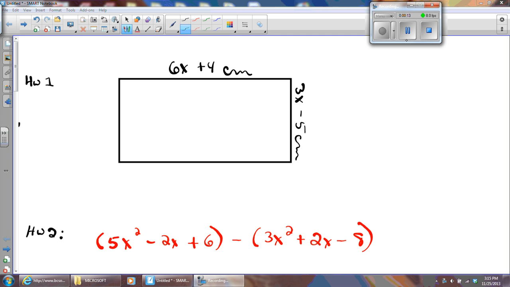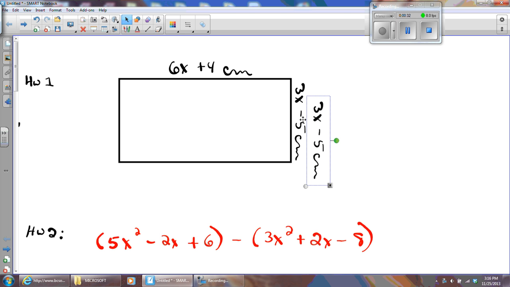Real quick, before we get the actual lesson, I'm gonna do two problems from the homework. They're not actually from the homework, but the same type of problems. The first one is to find the perimeter of this rectangle. I know that the top side is 6x plus 4, and the height is 3x minus 5, and I also know that because it's a rectangle, this side has the same measurements.